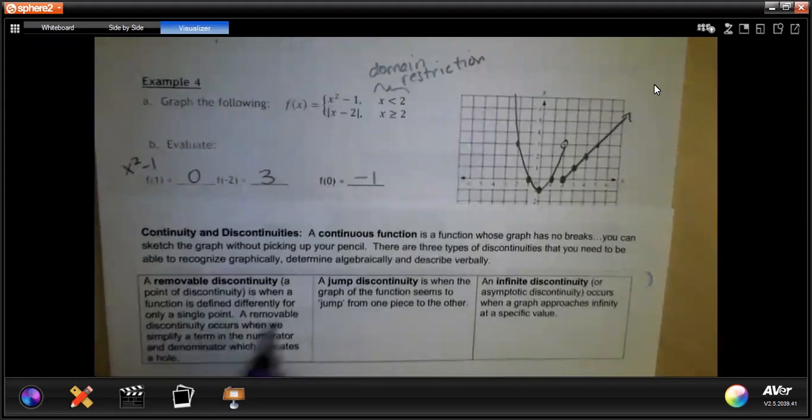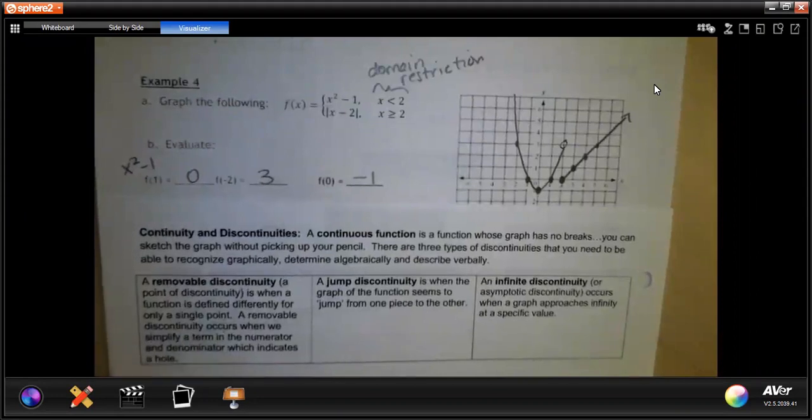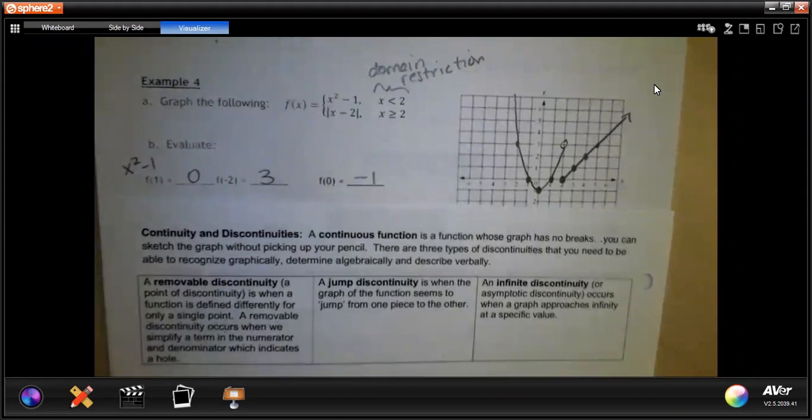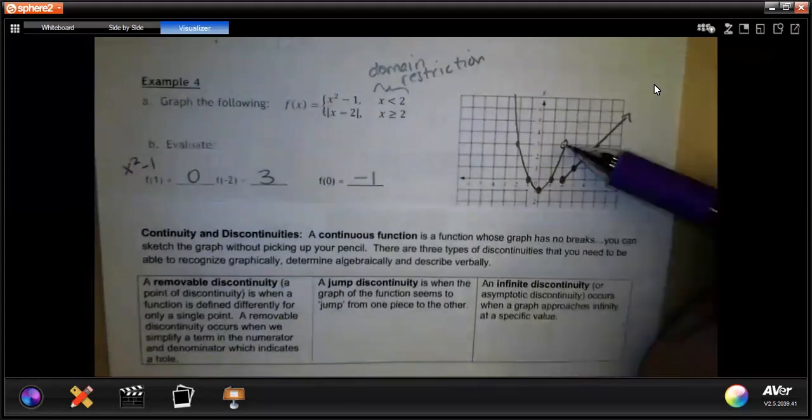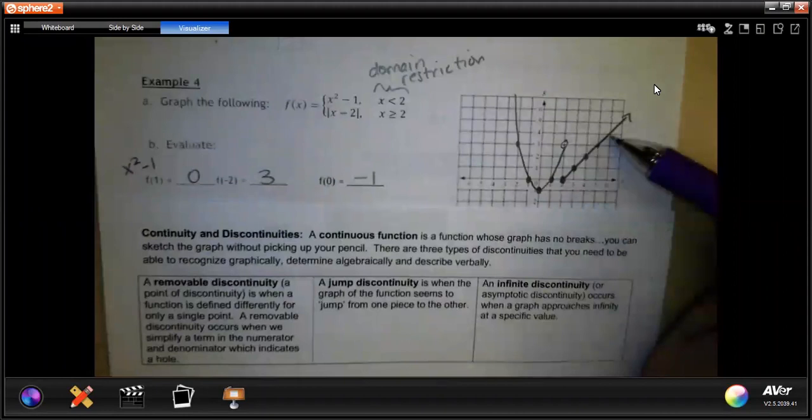A removable discontinuity occurs when we simplify a term in the numerator and denominator, which indicates a hole in the graph. So that is when we only have one point on the graph that is discontinuous. A jump discontinuity is when the graph of the function seems to jump from one piece to the other. That's what we just saw there. It jumped from one graph to the other one and then continued.